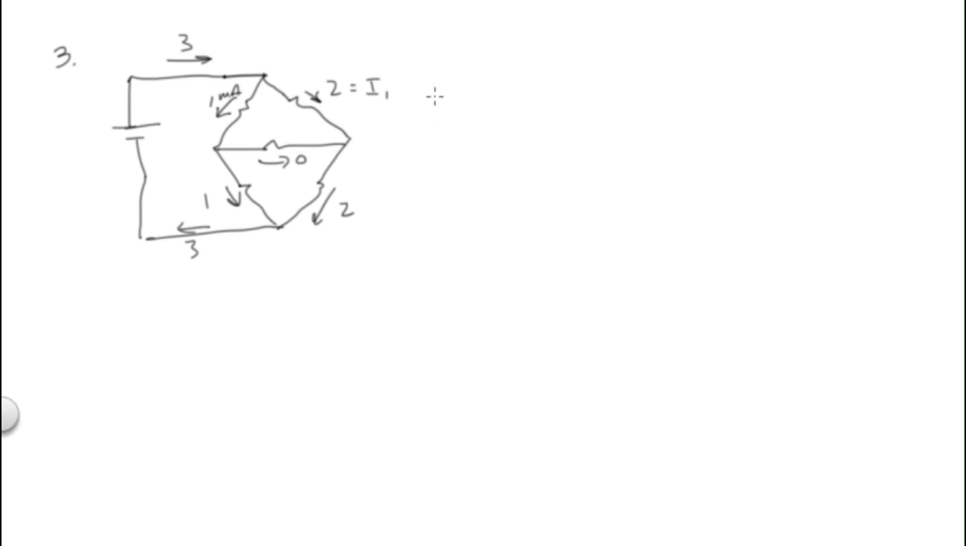So I can write I1 is equal to 2. I2 is equal to 0. I3 is equal to 2, and these are all in milliamps. I4 is equal to 3 milliamps. That's A.